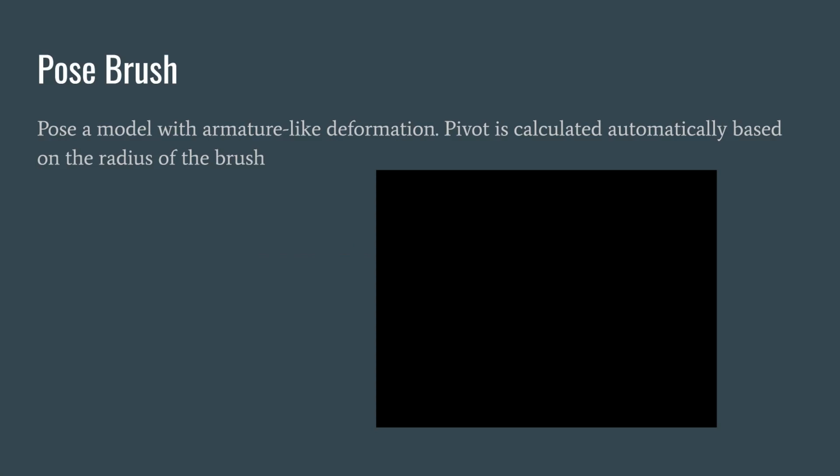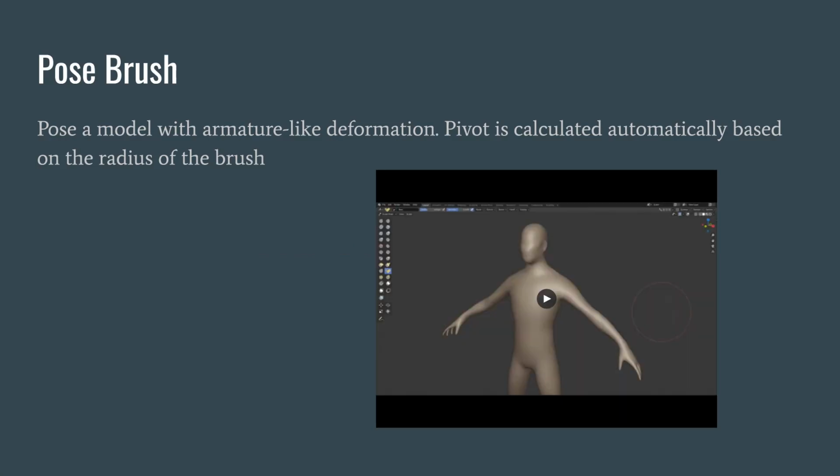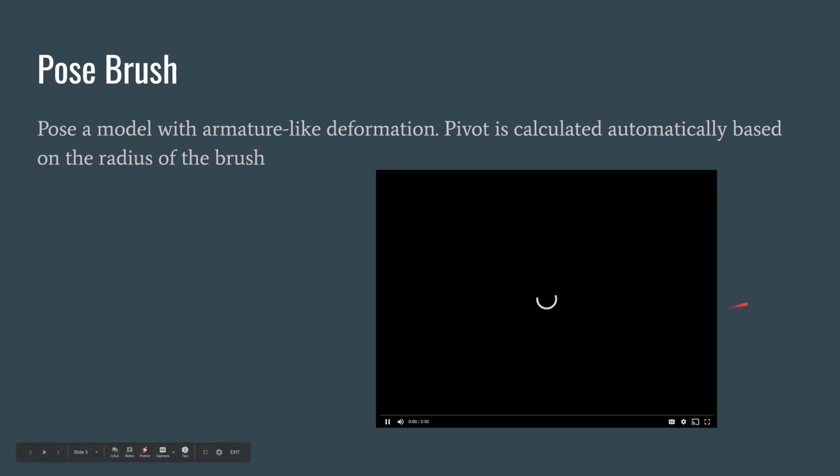So starting off, we're going to be talking about sculpt and retopology. There's a few new brushes, starting off with the pose brush. The pose brush poses a model with armature-like deformations, and the pivot is calculated automatically based off the radius of the brush. So we have a little video here.